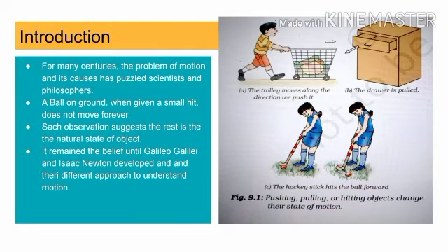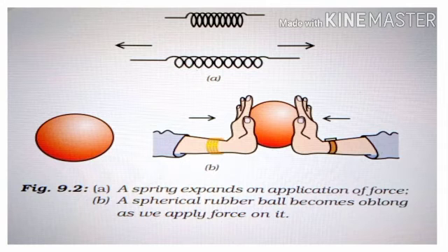Here are the following reference images which show the introduction topic. This is the example figure 9.2 from the NCERT, where A shows a spring that expands on the application of force, and B shows a spherical rubber ball that becomes oblique as we apply force on it. When you push the ball from both sides, the ball becomes thin in shape, and when we relax, the ball comes back to its original position.